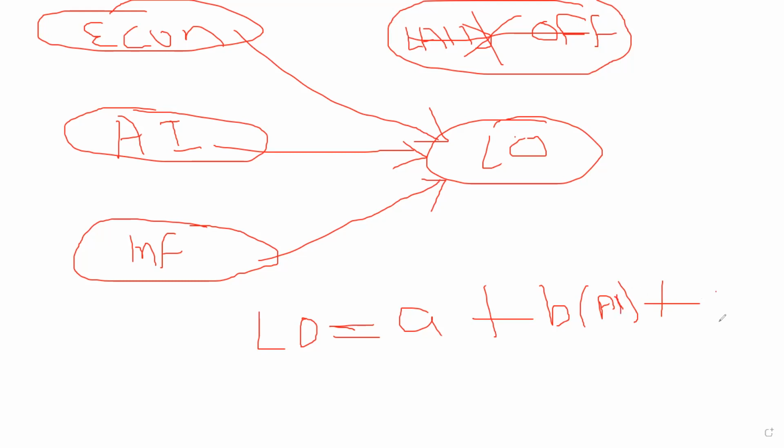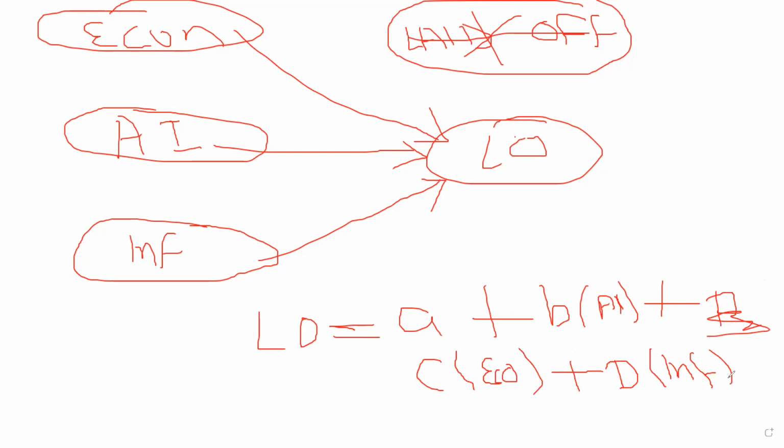Second is B and C. C would be, let's say, economic or recession, plus D, inflation. Okay, now we got our model. Now, how to prove this model? First, you need to discuss why you are choosing these factors and what the reasons are. Now you want to run the test, you want to run the model.